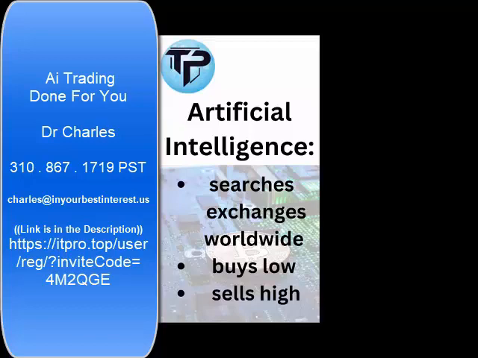Now, this is called quantitative trading, which has been around for decades. But usually, people getting up early in the morning and searching all the exchanges around the world to get the best deals. Now the artificial intelligence does that all for us, and you've seen how quick it can do it. Okay?